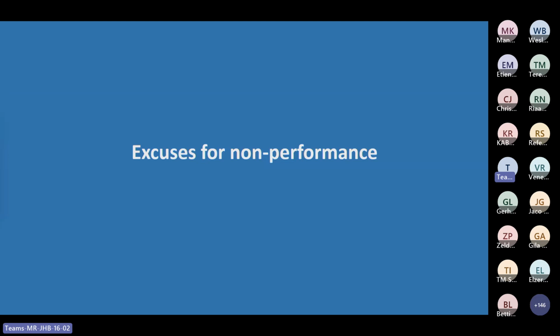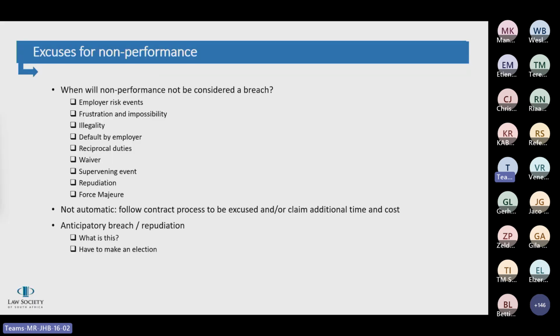All right, then we've got excuses of non-performance. Non-performance is typically a breach. And when I ask when will non-performance not be considered a breach, I mean not be considered a breach for purposes of termination, so not an essential breach. So you have employer risk events, you have frustration, supervening impossibility, illegality, reciprocal duties and default, and repudiation. And then you also have force majeure. So typically those are events which would excuse non-performance, and we'll quickly run through each.